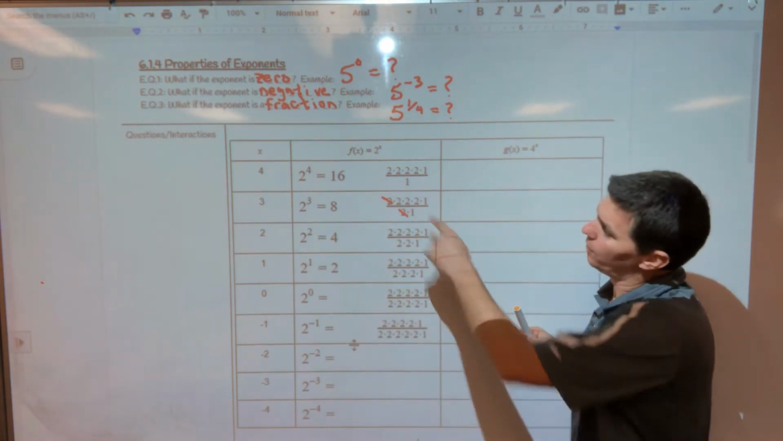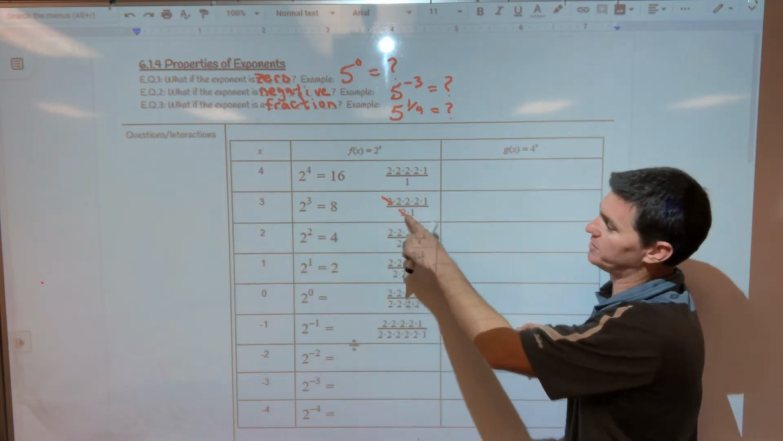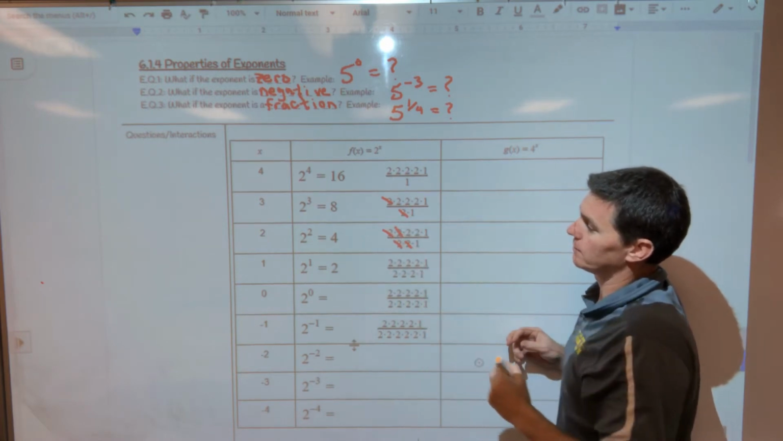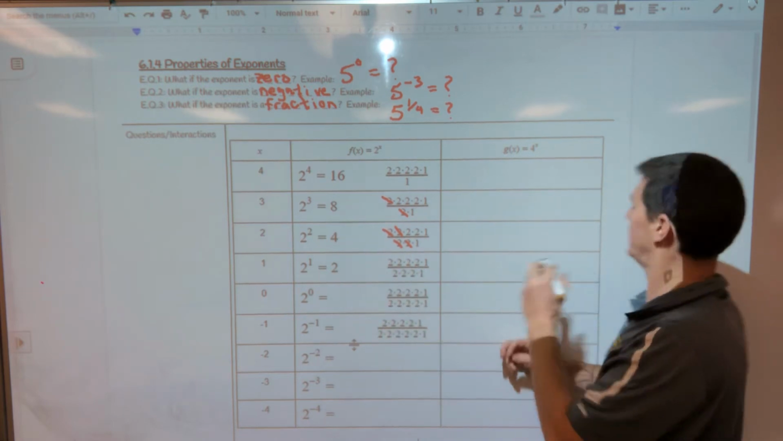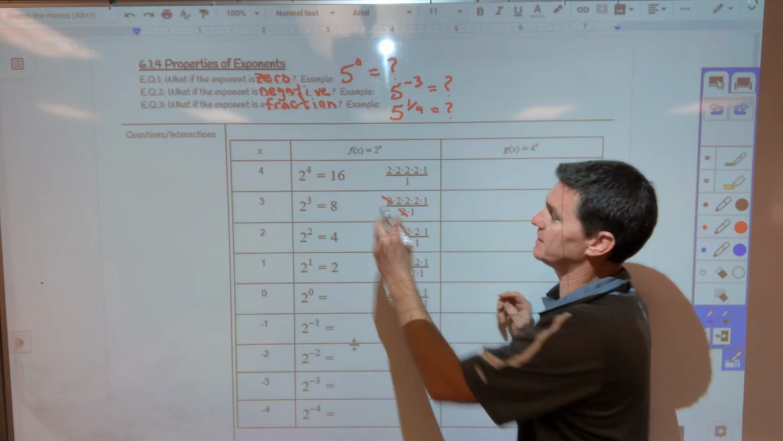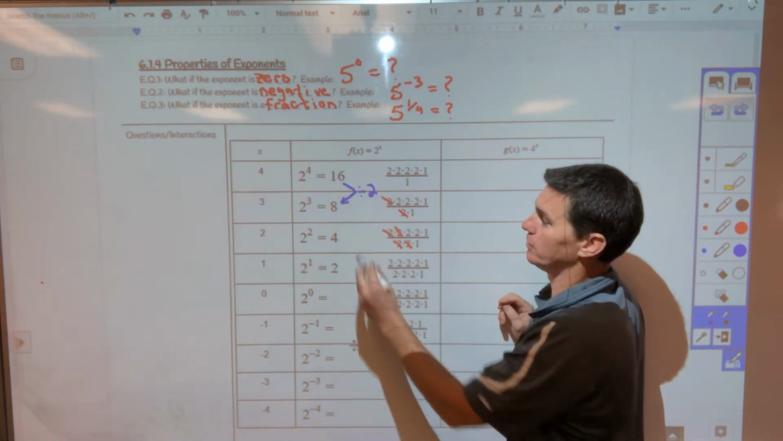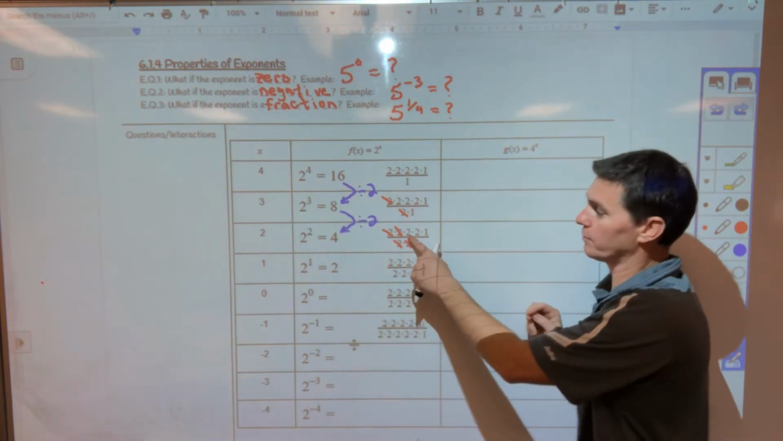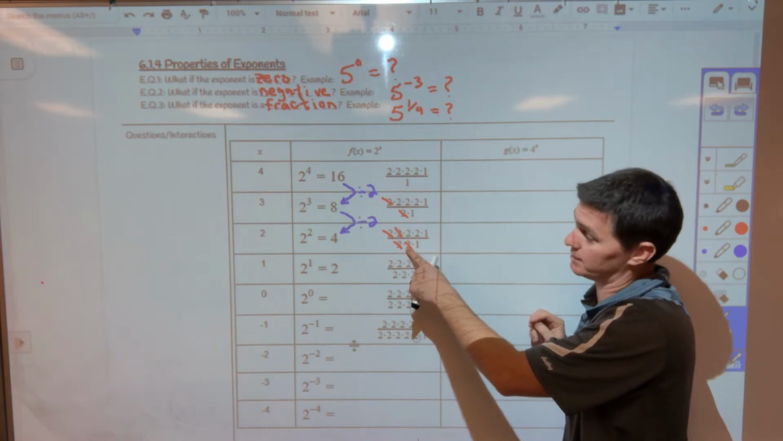All right? Well, to get from 2 to the 3rd to 2 to the 2nd, I'm going to divide by another 2. All right, and that leaves us with 2 times 2, which is 4. Maybe another way of thinking about this is how do we get from 16 to 8? Well, from here to here, we divide by 2. And from 8 to 4, we divide by 2. And so another way of dividing by 2 is putting another 2 on the denominator, dividing by an additional 2.